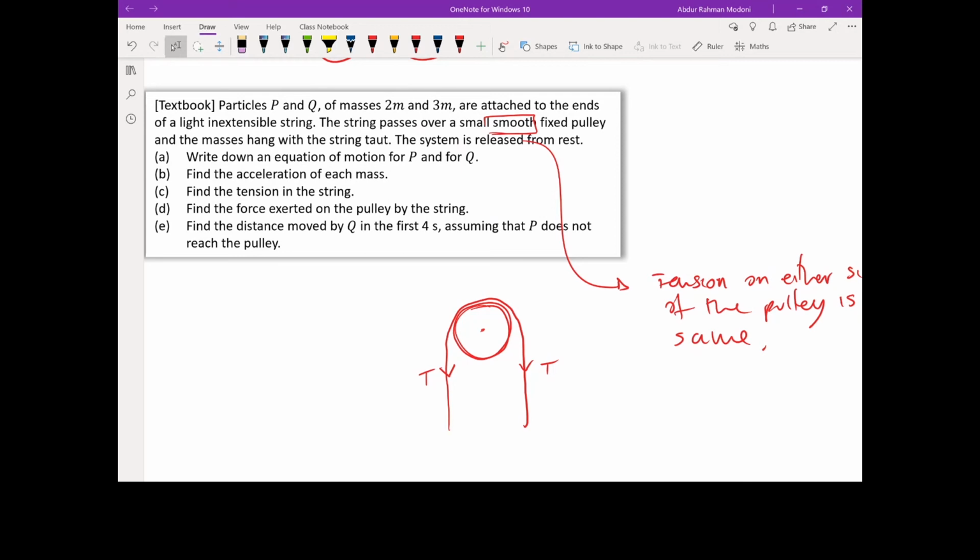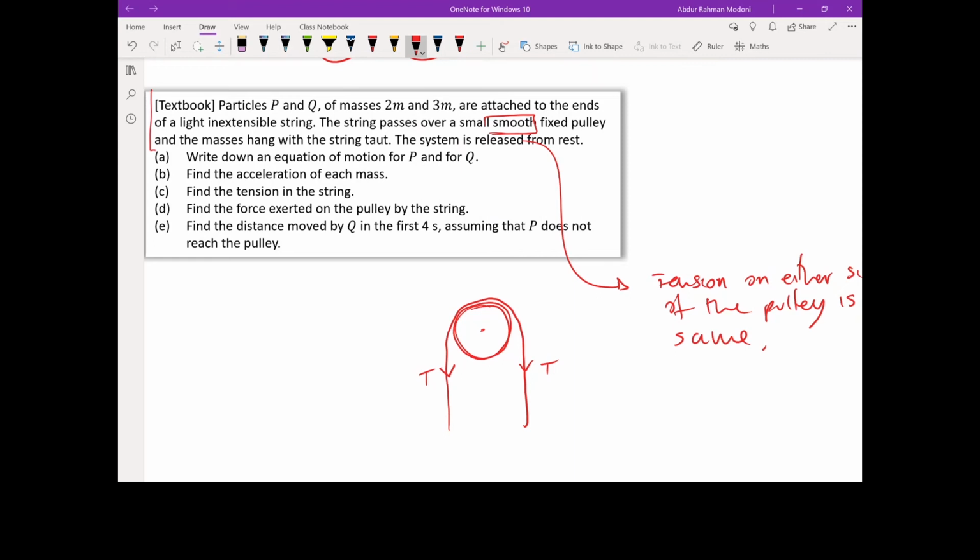Light means what? The tension is the same throughout. Inextensible means the acceleration of the two objects that the string connects is equal. We've already come across that before. The string passes over the smooth fixed pulley. Write down the equation of motion of P and Q. Okay, it's gone on to the question.